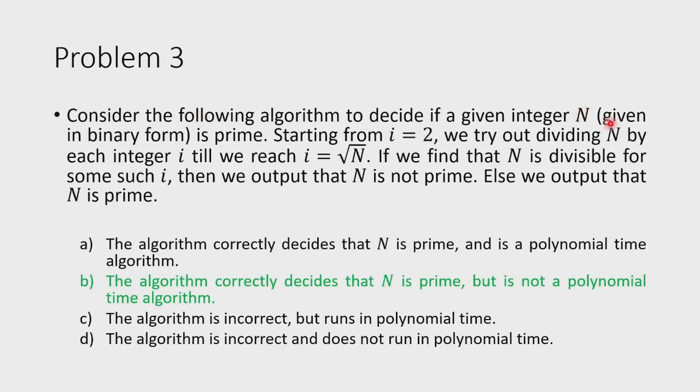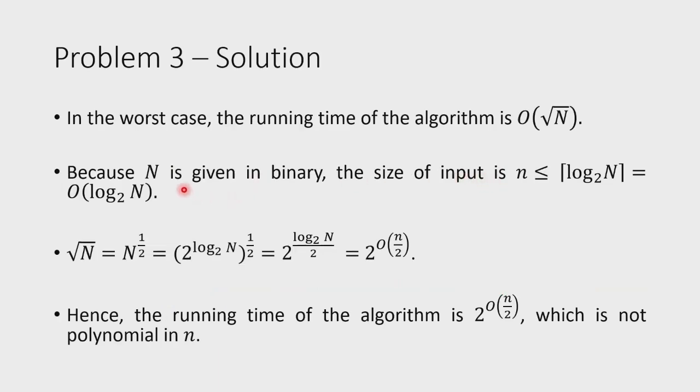Over here we were given n in its binary representation, right? So how many bits do you require to write n in its binary representation? We saw this in the previous question, right? It's small n, which is less than or equal to the ceiling of log n, base 2. So the input size is order log n, not n. Is this fine?